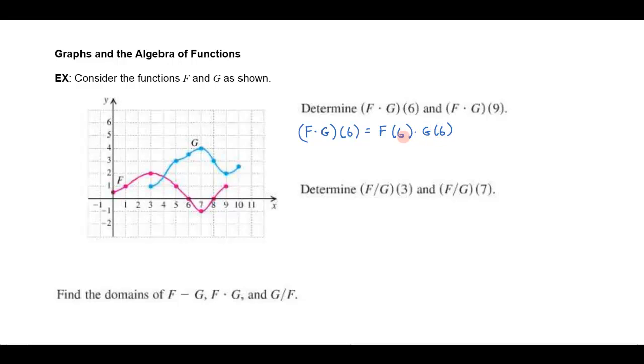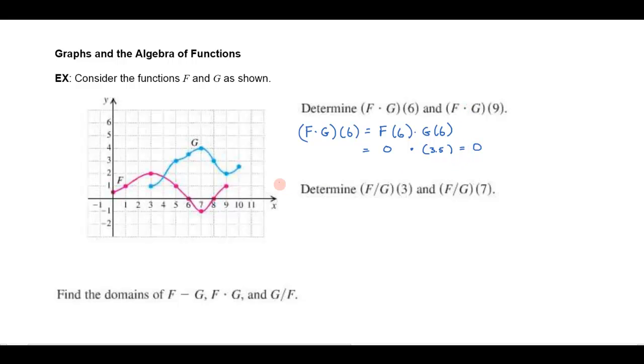And remember that f of 6 just means the output, the y value, when the input is 6. So if I come over here at x equals 6, you'll see that the y value for the function f at 6 is exactly 0. So this would be 0. And then g of 6, that's the output, the y value, when the x value is 6 for the function g. So g of 6 looks like that's about 3.5, doesn't it? So if I multiply 0 times 3.5, I'm just going to get 0.